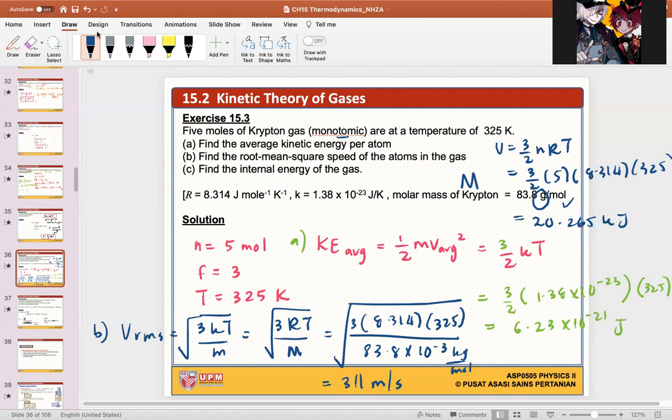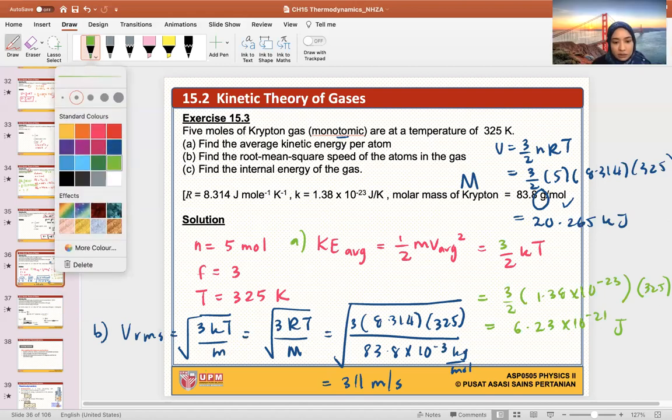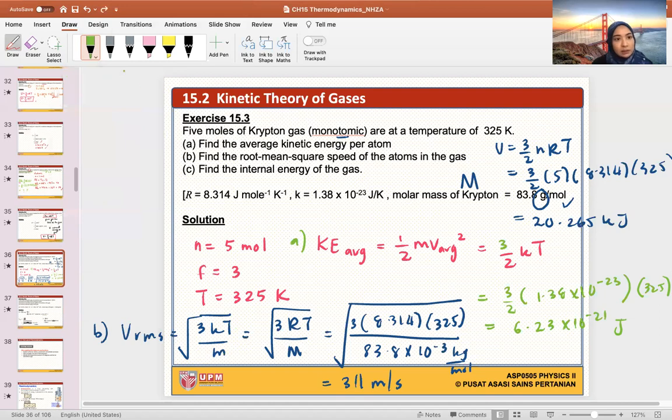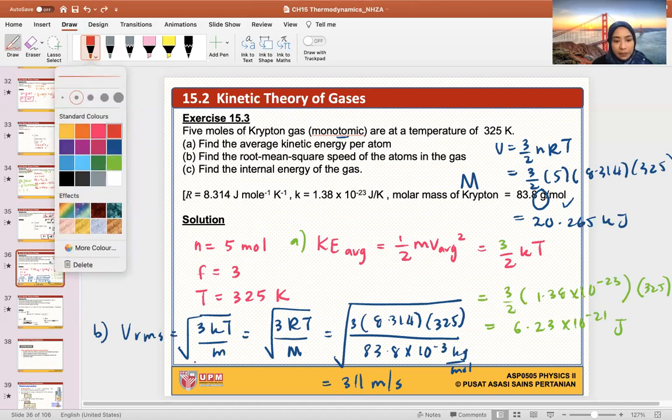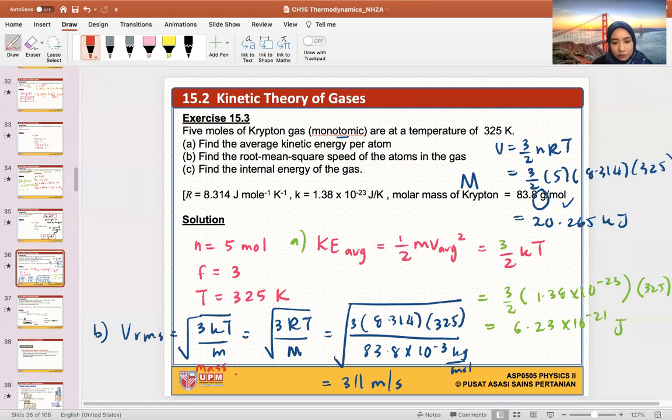So let me write that here. This is the mass per molecule, and this is the molar mass. If you try to substitute the k with R over NA, let me just show you here, which means I have to wipe this off.